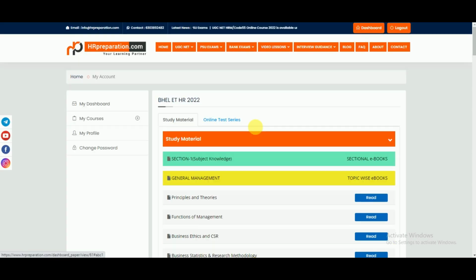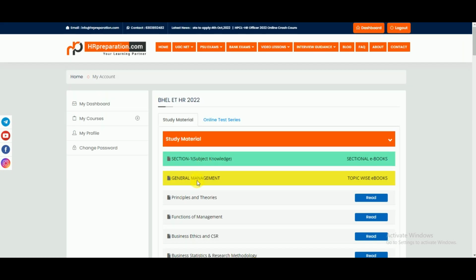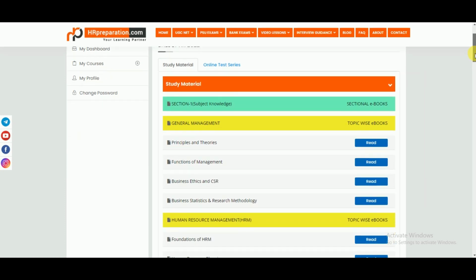Here is section 1, subject knowledge or professional knowledge. Each section has topics and subtopics. We provided comprehensive study materials and covered all corners of the subject or topic, so no need to refer to any standard books or materials.